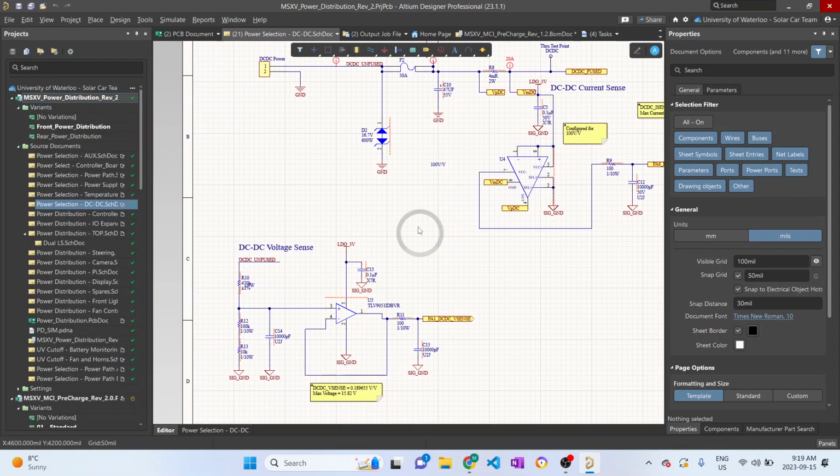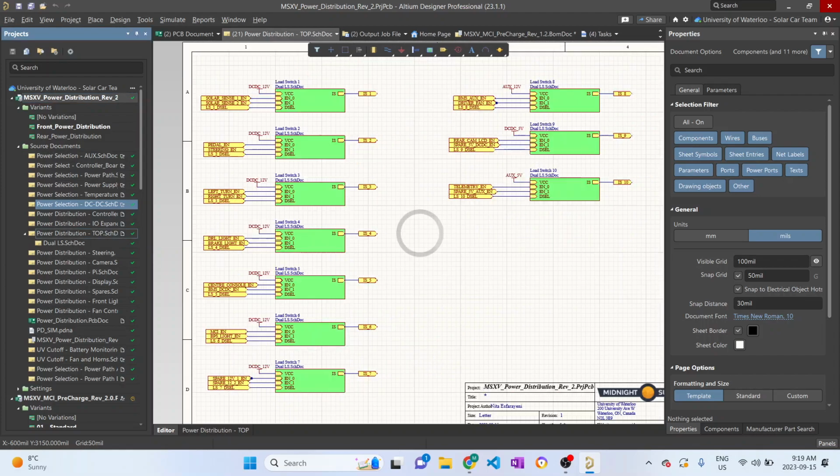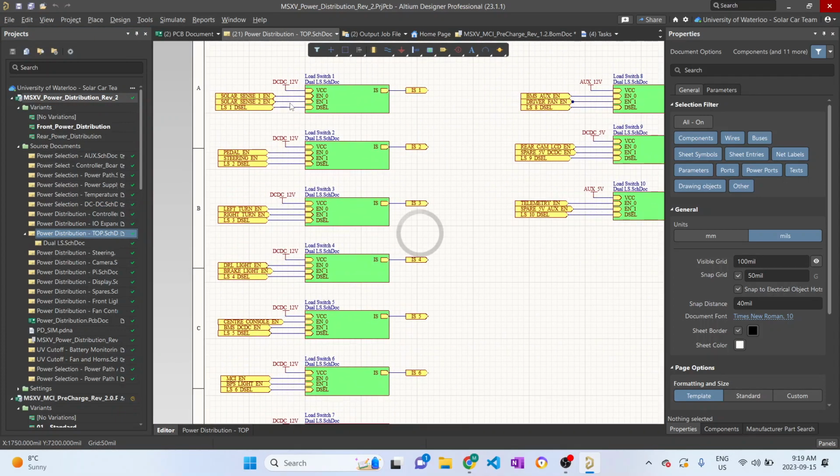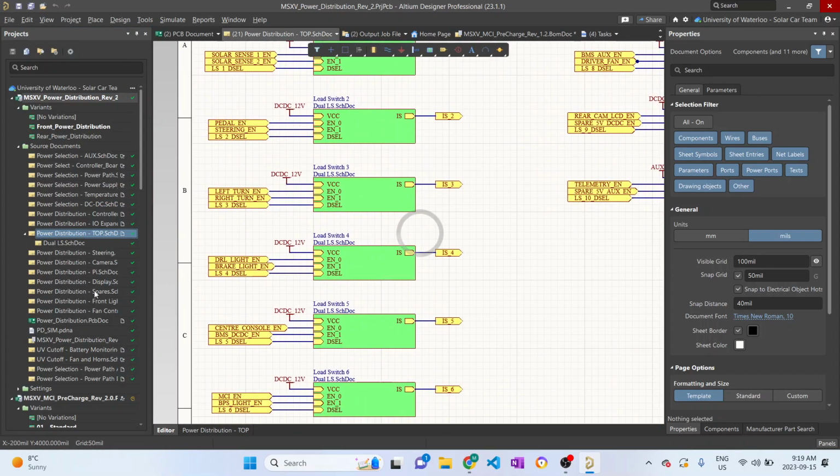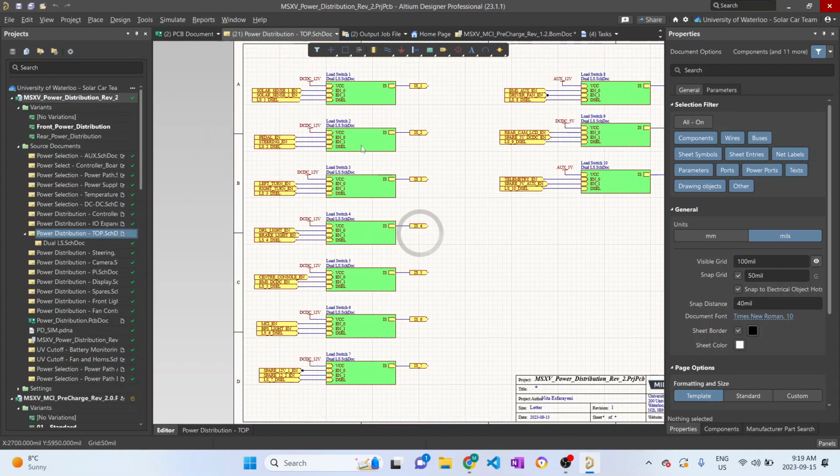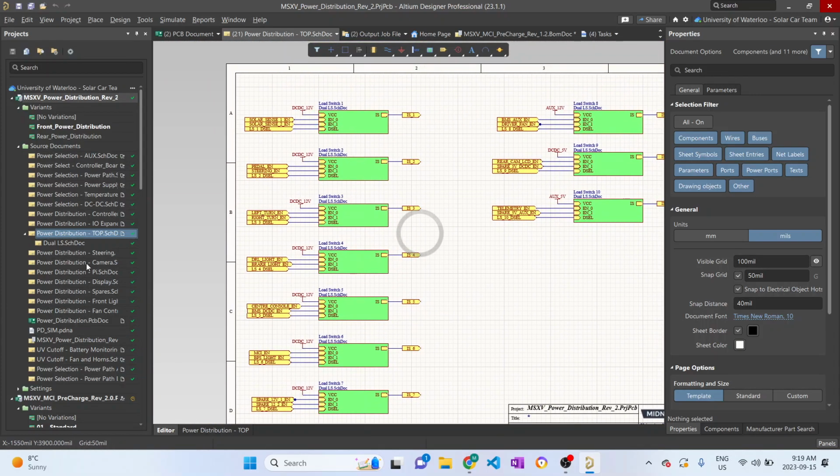We also have a DC-DC voltage sense. What else do we have in this project? We have a hierarchical schematic. So over here, with a bunch of load switches for the different components. If you look in the project panel, we have a camera, we have steering, we have display, spares, front light, fan, etc. And all of these just use this hierarchical schematic.